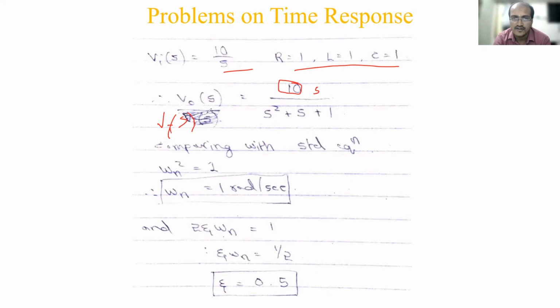In the next step, you write for V naught of S. V naught of S is nothing but Vi of S multiplied, right? So Vi of S, what you have? 10 by S. When you take 10 by S, this S and this S will cancel out, so 10 will remain here. Then compare with the denominator. No need to find the rest.